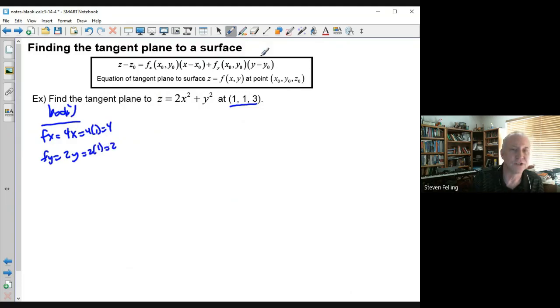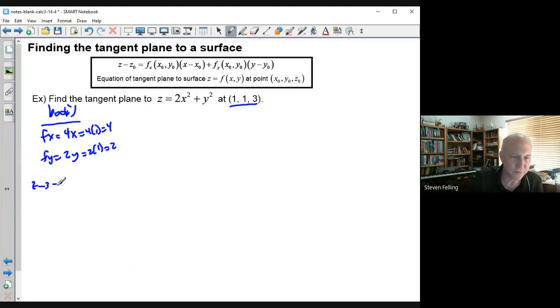And then you can use this memorized equation. You can say, all right, so the equation is z minus z0, and z0 is 3. So let me write that as a 3. z minus 3 equals, and then we're going to use the partial derivative in this direction, which is 4, that's the slope, times x minus x0, and x0 is 1. You know what, let me just start over again. Making a lot of errors there.